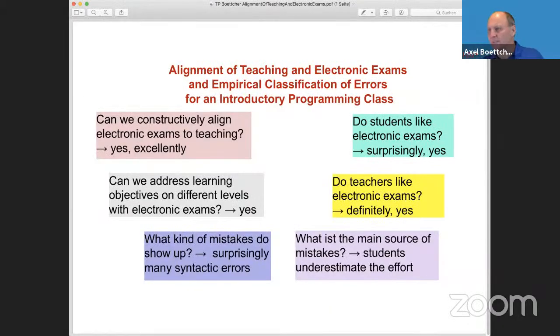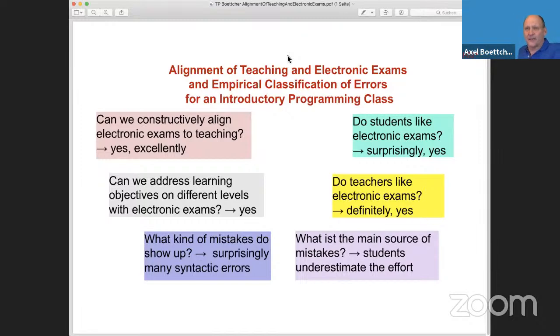So why don't you share your screen, Axel? It's easier, perhaps. Yeah, I hope you can see the screen. Yes. Thank you very much for the introduction. We are going from the high level of maintenance down to the low level of teaching an introductory programming course. And there are also some interesting, surprising results. This is pre-COVID work, but I think this kind of electronic exams will be useful in COVID conditions and afterwards, definitely.